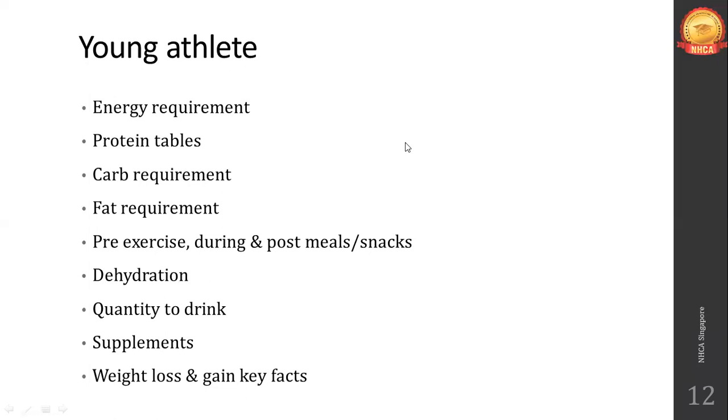Read that paragraph properly. Weight loss and weight gain, all the key facts. Lots of pages have been dedicated to weight loss and weight gain, even in young athletes. So be thorough with all the key points and key inputs. If you require any slides, in the repeat session at the end, after ending this presentation, I'll show you all the slides together.